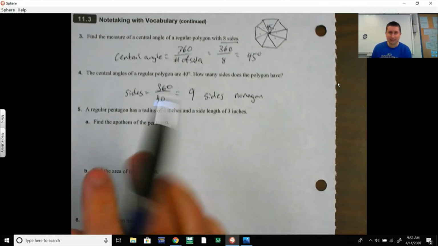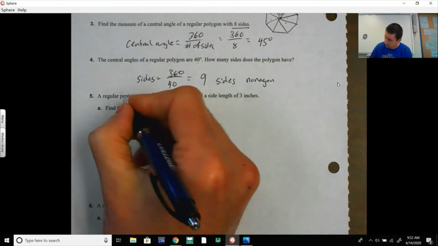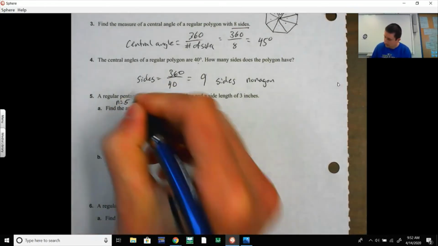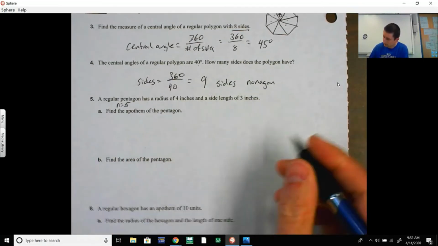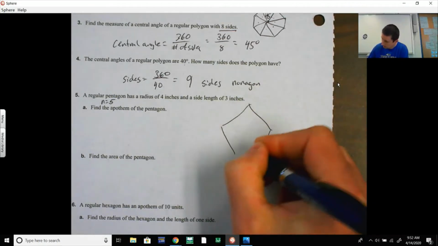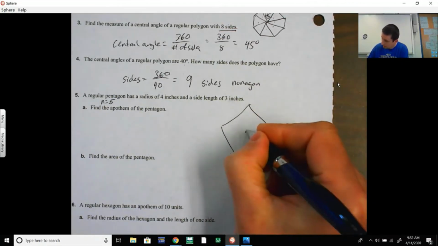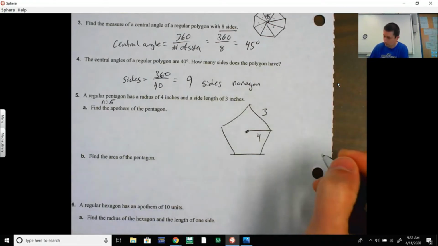A regular pentagon. So we have 5 sides. So n equals 5, has a radius of 4 inches and a side length of 3 inches. So I'll do my best to draw my pentagon. I have a radius of 4 inches and a side length of 3 inches. Find the apothem and the perimeter.